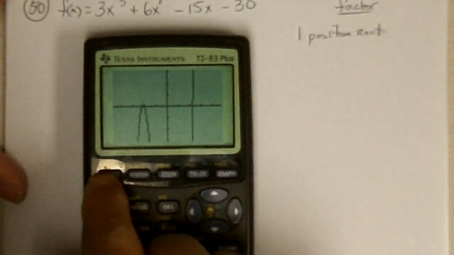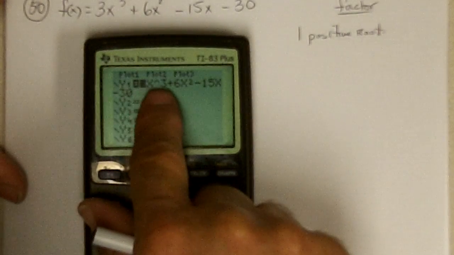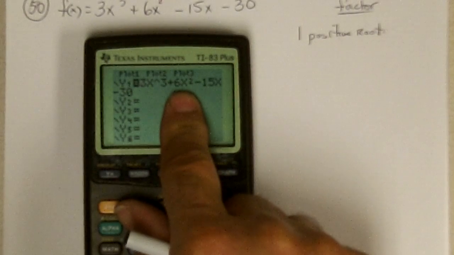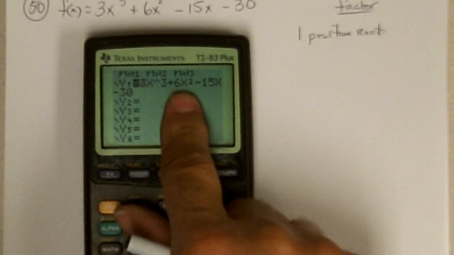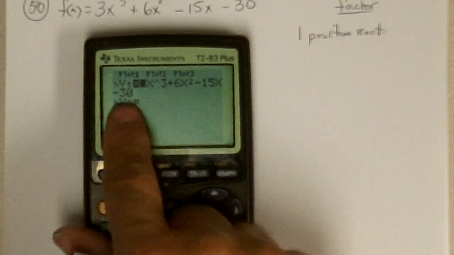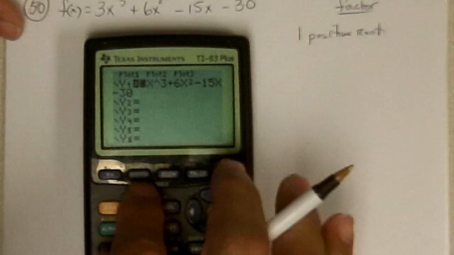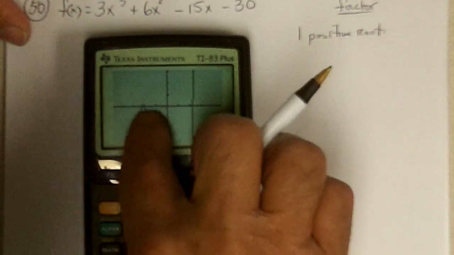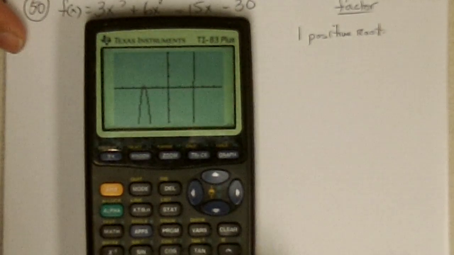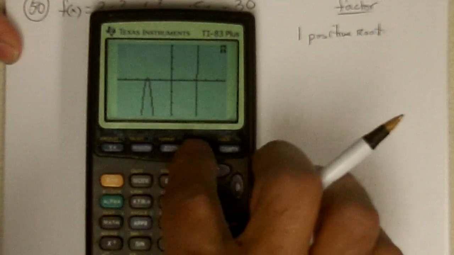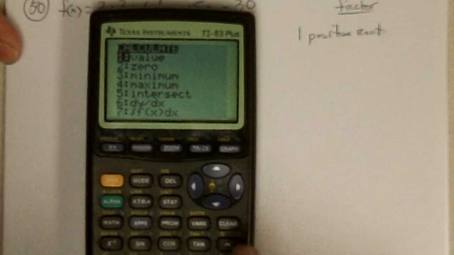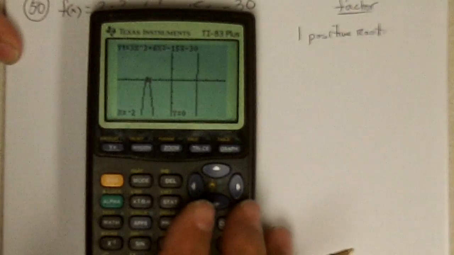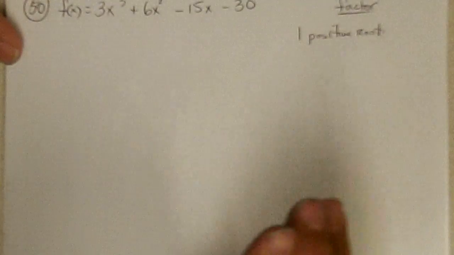Let's make sure I've got this in right. 3x to the 3rd plus 6x squared. I better check with the problem in the book too. 3x to the 3rd plus 6x squared minus 15x minus 30. So go back to the graph. Hopefully, oh, maybe that one there at -2 isn't exact. So I'm going to check that. Second, calculate the value at -2. Let's see if it comes out. Yeah, -2 is a nice one. So I'm going to use that in my synthetic division.